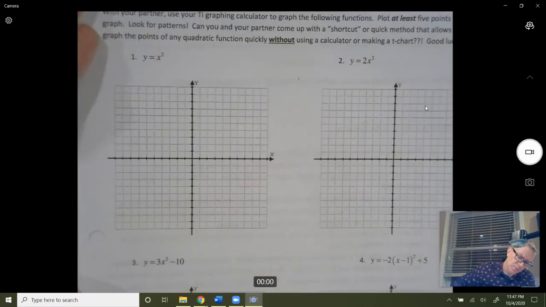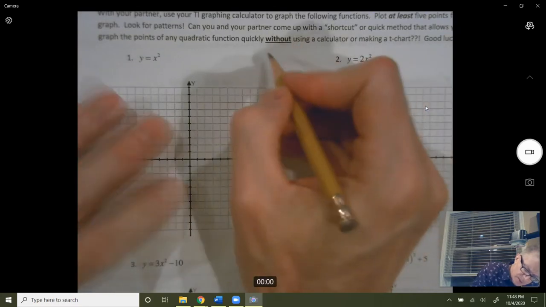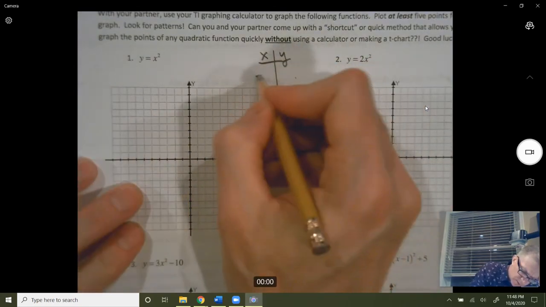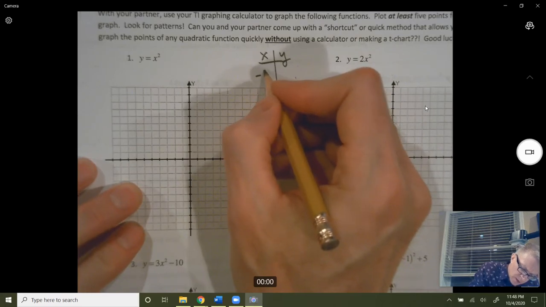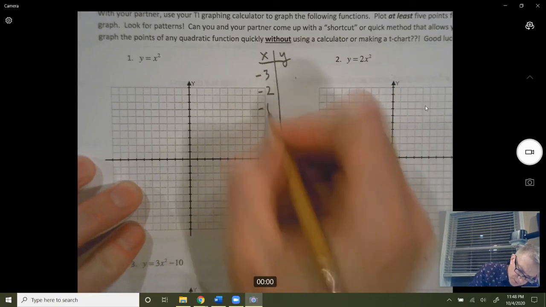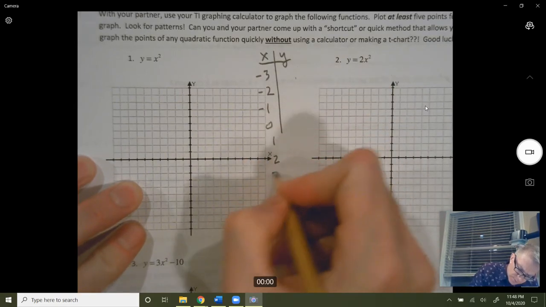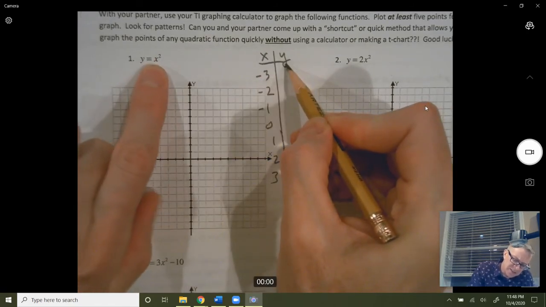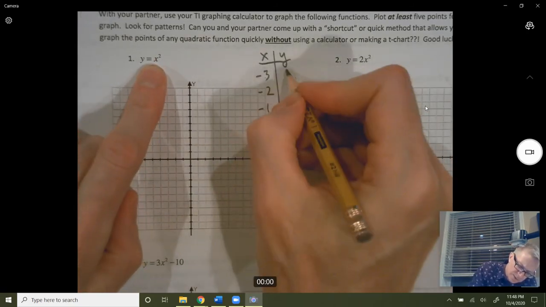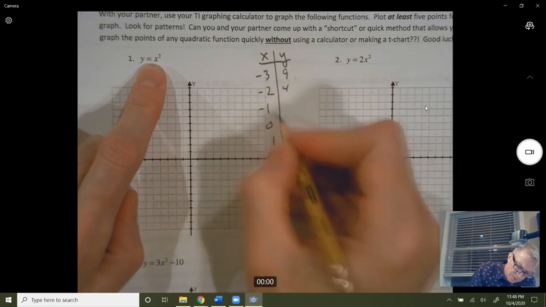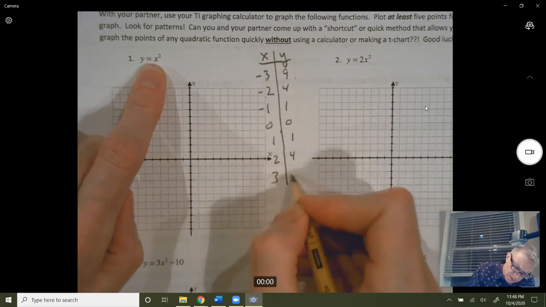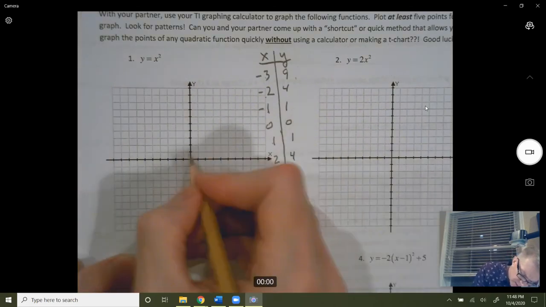Okay, so the first one, you have y equals x squared. If we made a table of values, let's just do -3, -2, -1, 0, 1, 2, 3. Okay. Notice what your y value is. It's whatever your x is, but squared. So -3 squared is 9. -2 squared is 4. -1 squared is 1. 0 squared is 0. 1, 4, 9. Okay, our vertex is at 0, 0.